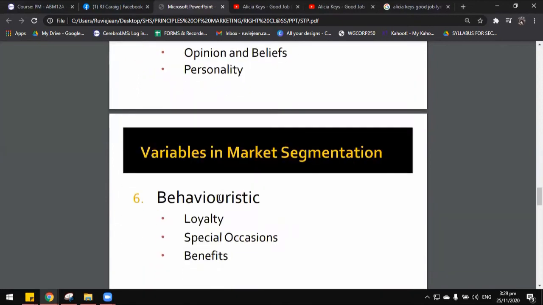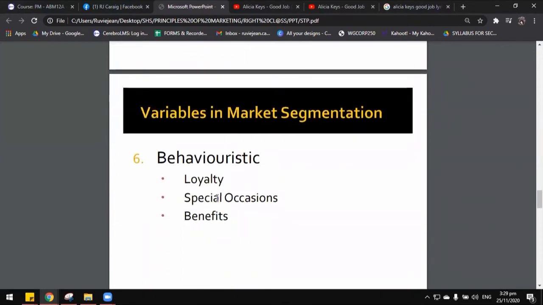Now, let's have another variable which is behavioristic. Okay, so when we talk about behavioristic variables, they are used for dividing consumer markets according to the product usage of consumers and their attitude towards the brand. Okay, product usage na pala yung pinag-uusapan natin dito pag behavioristic. Kaya nga siya ang tinawag na behavior, di ba? Behavioristic, how do we use our products and ano ba yung attitude natin towards this brand? So we have loyalty, special occasions, and benefits.